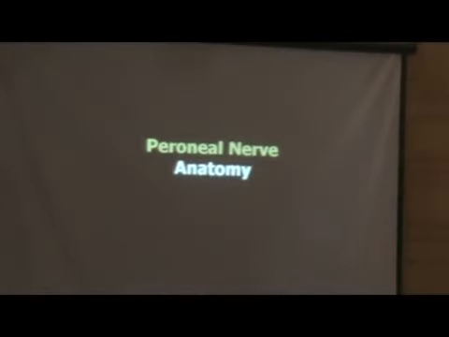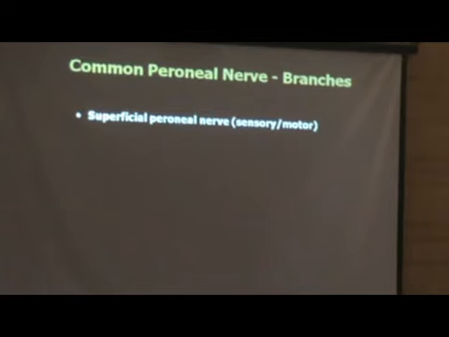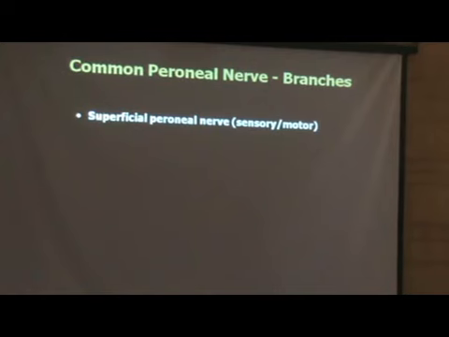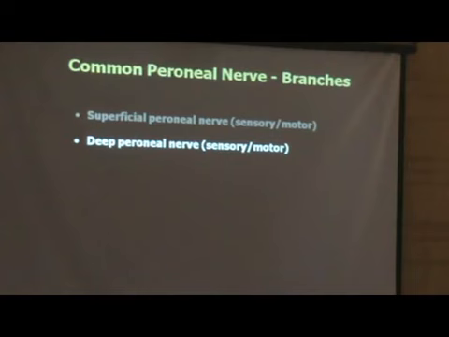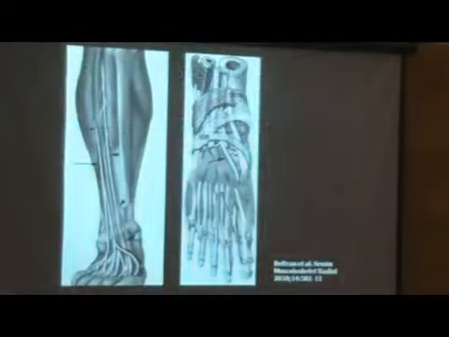So what about the anatomy of the peroneal nerve? The common peroneal nerve has its origin with the tibial nerve, from the division of the sciatic nerve, and this is just above the knee. The common peroneal nerve has three main branches. The first one is the superficial peroneal nerve, carrying both sensory and motor innervation to the lower limbs. The deep peroneal nerve as well, and we have this branch here we will not talk about in our lecture, the recurrent articular branch. This is in the proximal leg. This is not about the ankle or the foot.